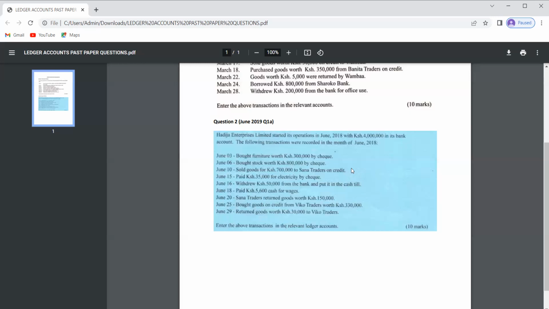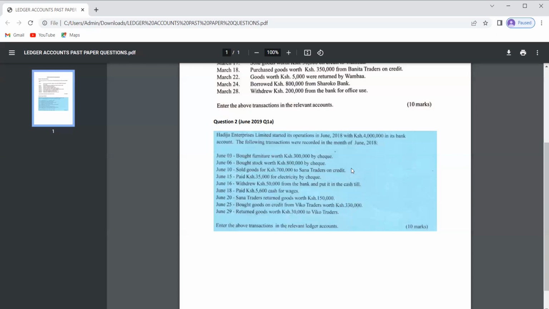Lastly, returned goods worth 30,000 to Vico Traders. Remember, we had purchased from Vico. We are returning them back. How do we call those goods that we are returning to the supplier? Purchases returns. It is the opposite of purchases. Purchases is debited, so purchases returns will be credited.